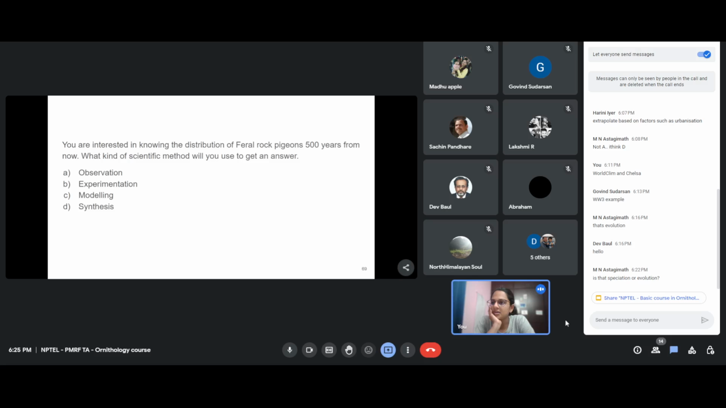Okay, Astagimat asks if that is speciation or evolution. Which part is this? Sorry, I missed your question. That is when the changes occur in the birds. Okay, so yes, speciation is evolution occurring to split into species, right? So it's not the same species evolving itself.